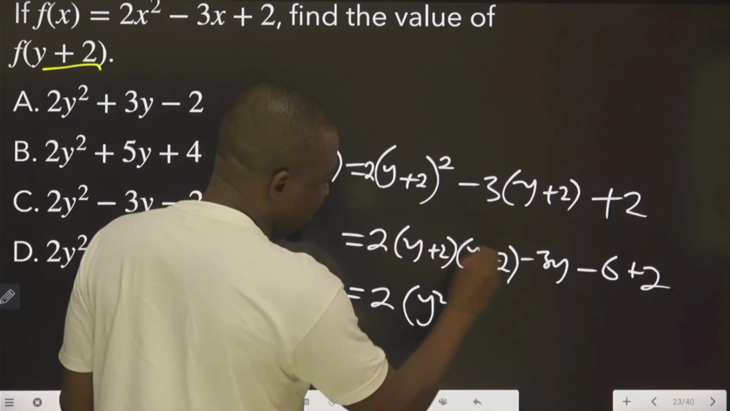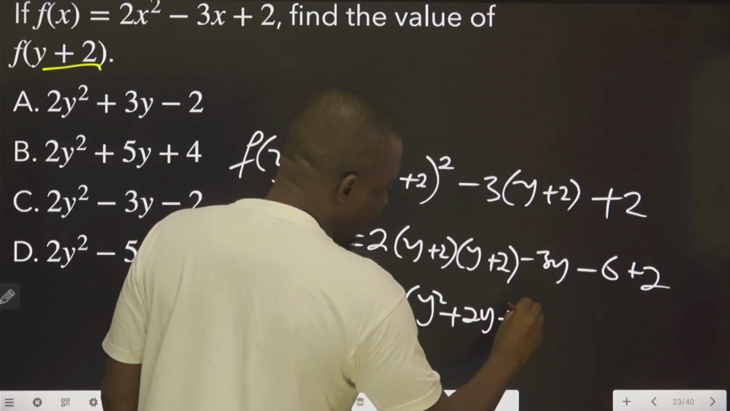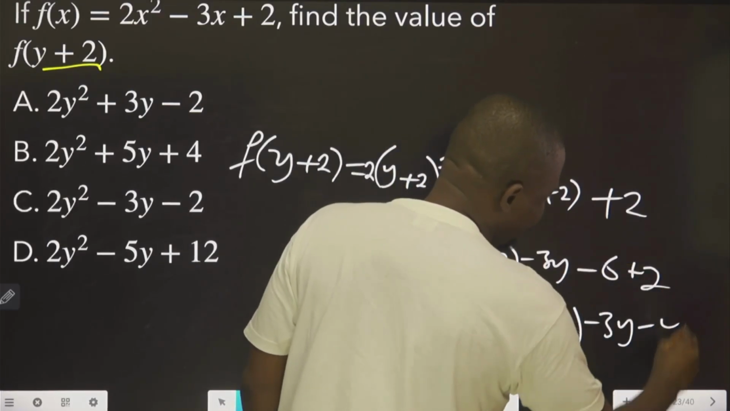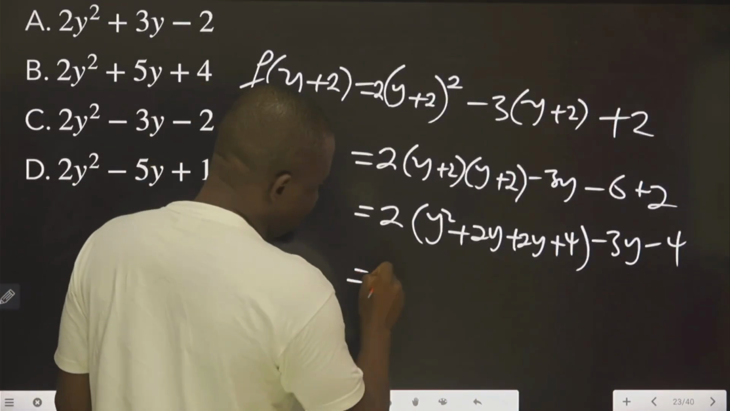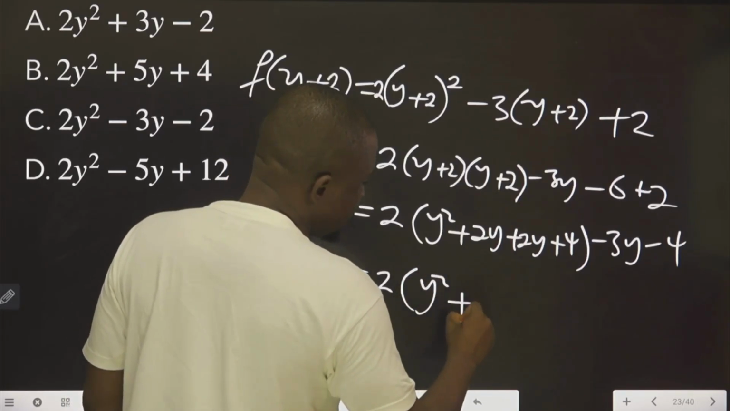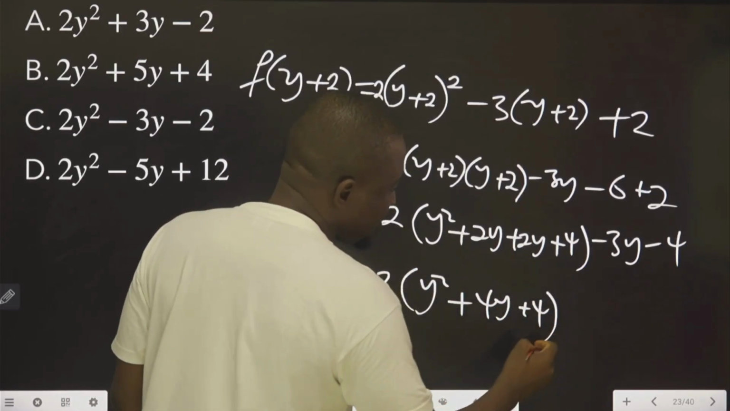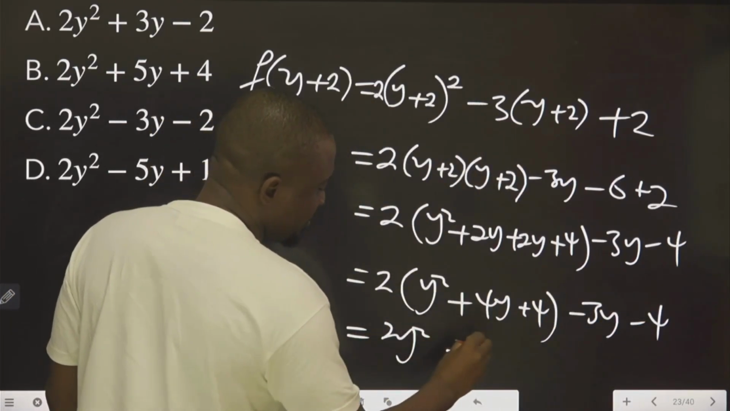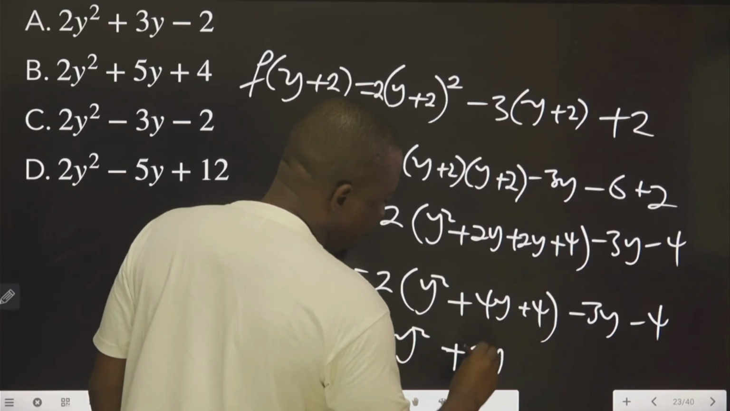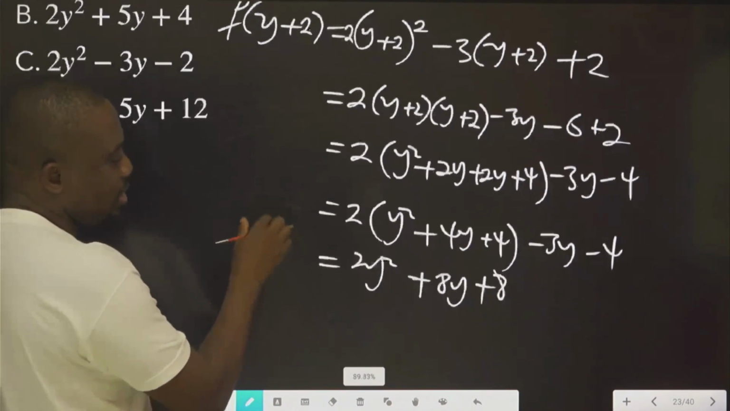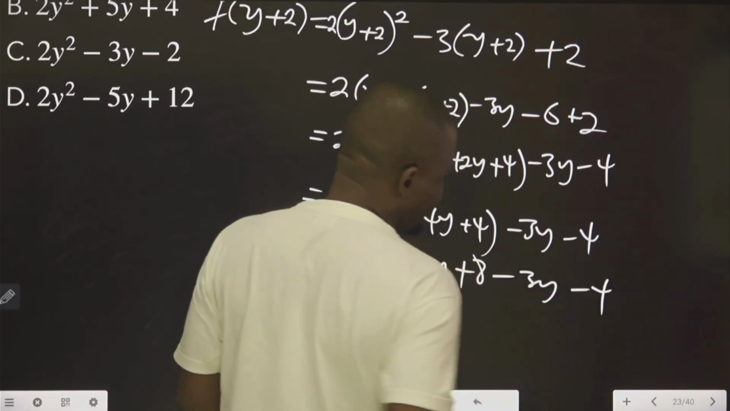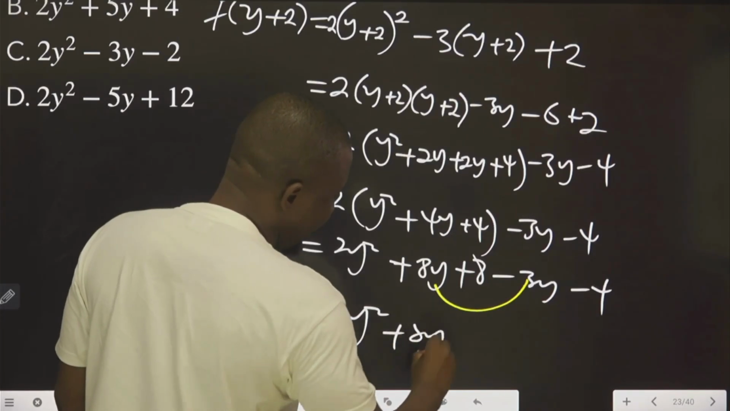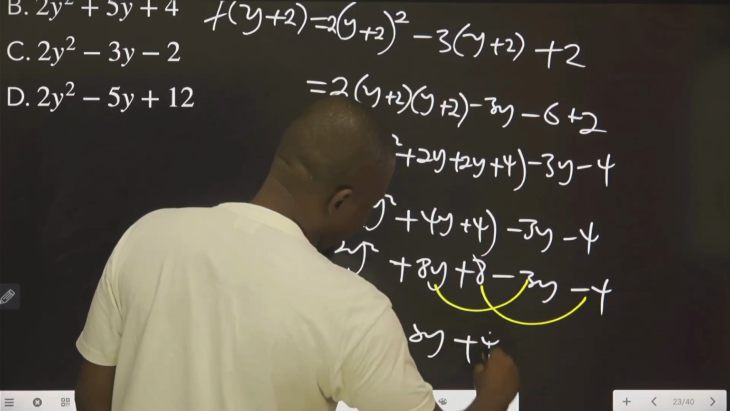This is y squared plus 2y plus 2y plus 4. This is minus 3y. This will give us minus 4. You agree with me? This is 2. This is 4y plus 4 minus 3y. This will give us 2y squared plus 8y plus 8. Okay? Minus 3y. We have this. This 2 will give us what? Plus 5y. This will give us plus 4.